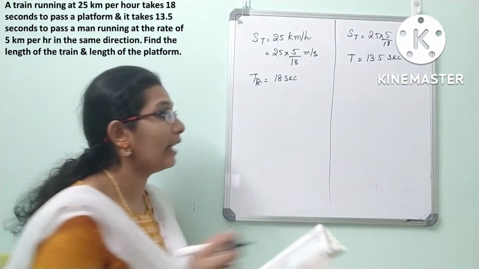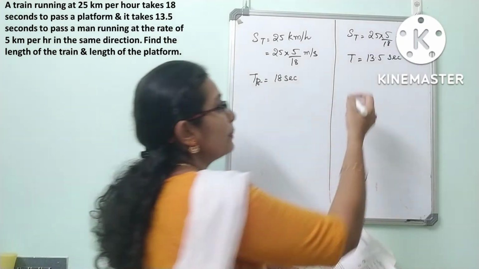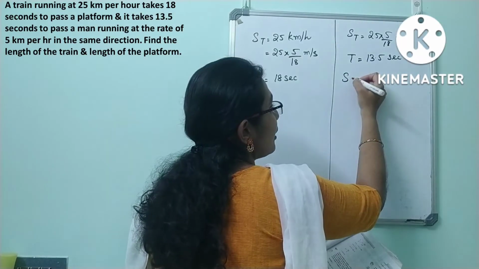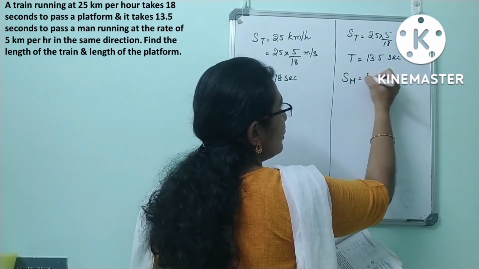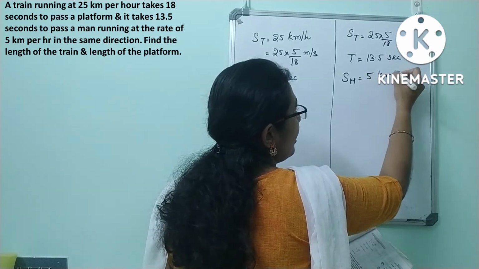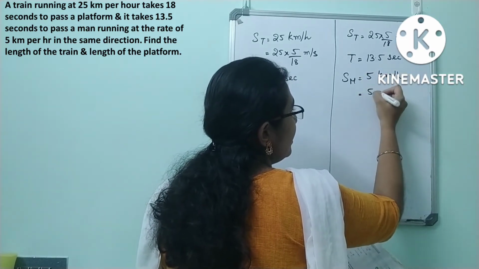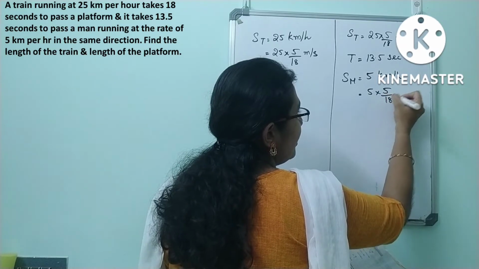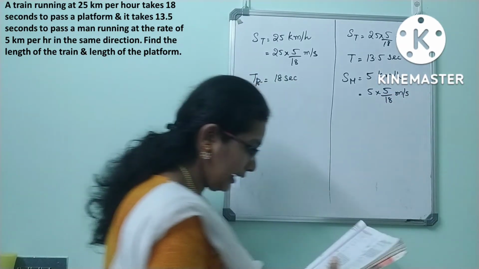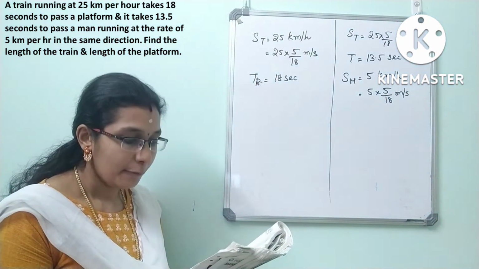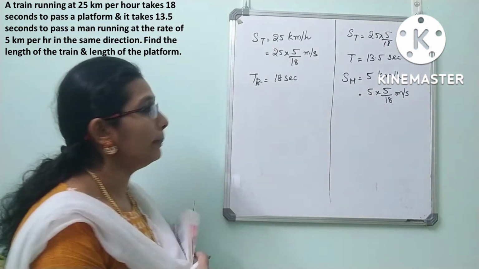So note this very carefully, in which direction. So he is moving in the same direction. So speed of man is equal to 5 km per hour, which is 5 into 5 by 18 meter per second. Right? Yes. Find the length of the train and length of the platform.